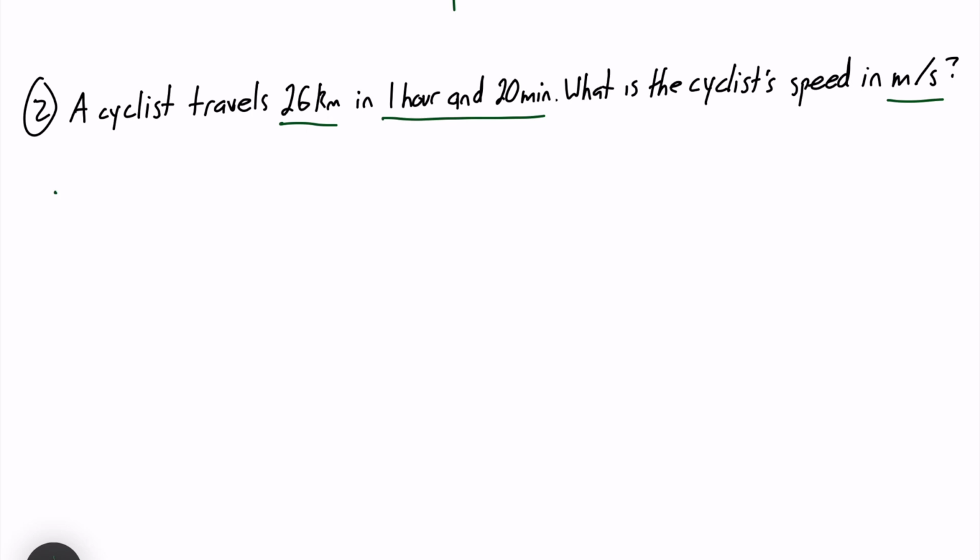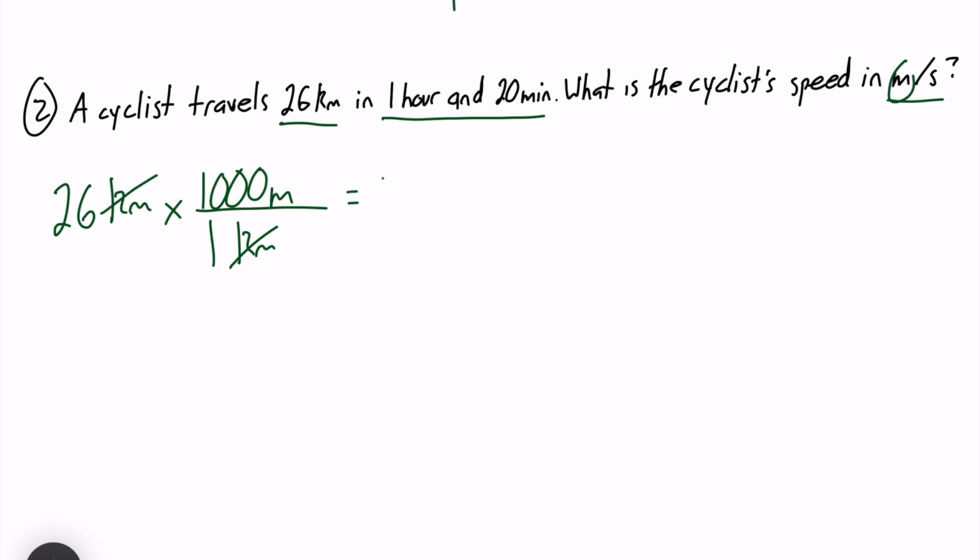So let's take our 26 kilometers, set it up with a time sign line. Units that we want on top. Because we want meters per second, we probably want our distance to be in meters. So we'll put 1,000 meters on top. And we'll have kilometers on the bottom. Notice our units do cross out there. And we should get a distance of 26,000 meters.